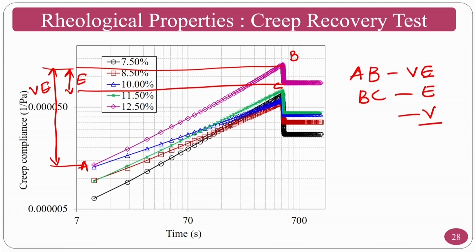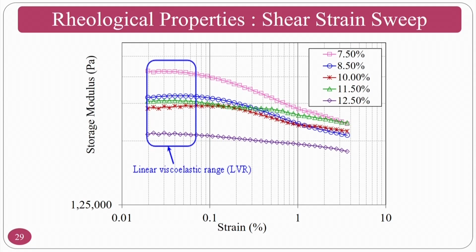From this particular curve, if you know the viscous component and the elastic component, it will be nice to understand how much is the radial force, because radial force is a function of your elastic component, and how much will be the axial force and axial velocity. These things you can understand easily. Similarly, you can do the strain sweep test also.